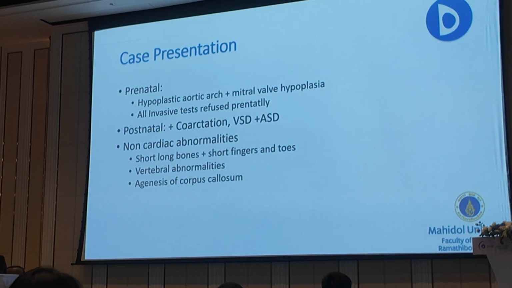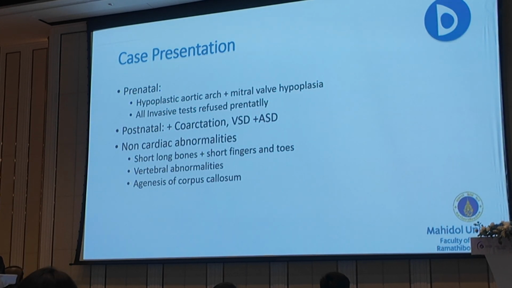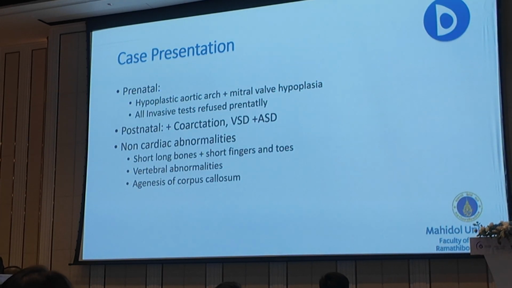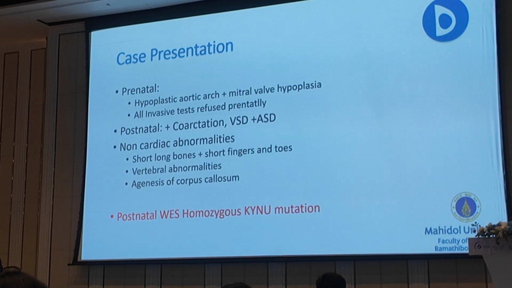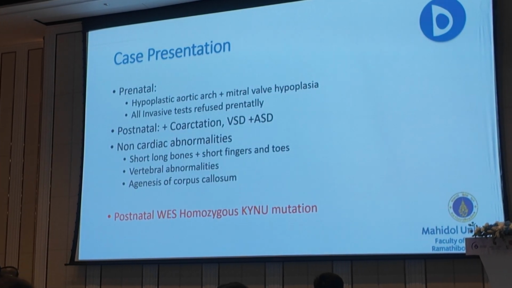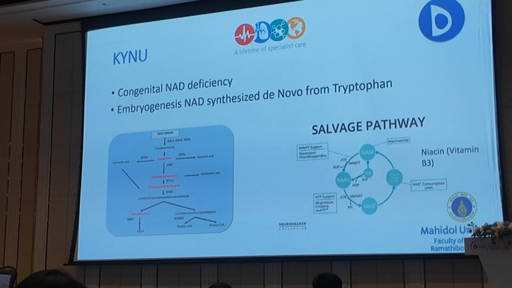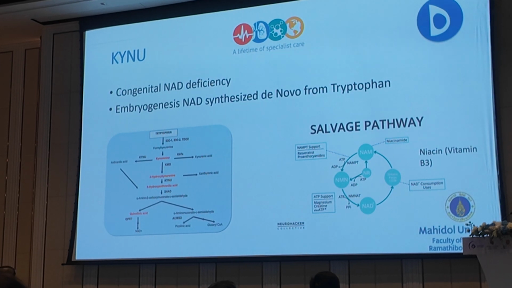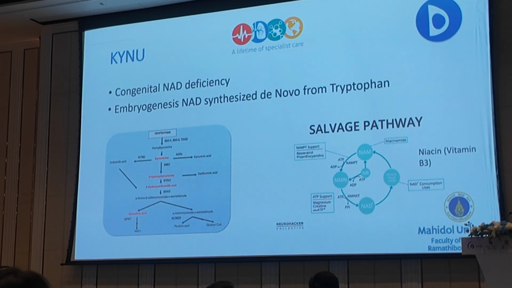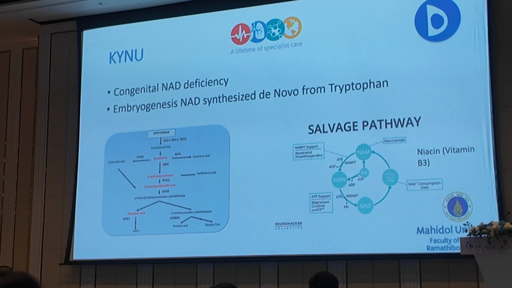So this will be a typical case for us to get going with our exome sequencing, and this is whole genome sequencing now in the postnatal field. And we found a mutation in this gene called kynureninase. Now why am I bothering to tell you about this? Well, the kynurenine pathway is a way that you convert tryptophan into NAD.